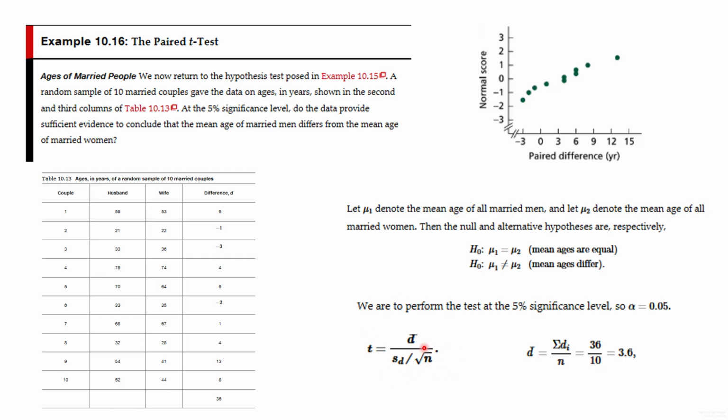So what is D bar? D bar is the sum of D, which is your difference, divided by n. It's analogous to calculating an X bar or a mean. But what you do is you take all of your differences, you add them together, you get 36, and divided by n, there are 10 couples, and now we have D bar, and that's 3.6.